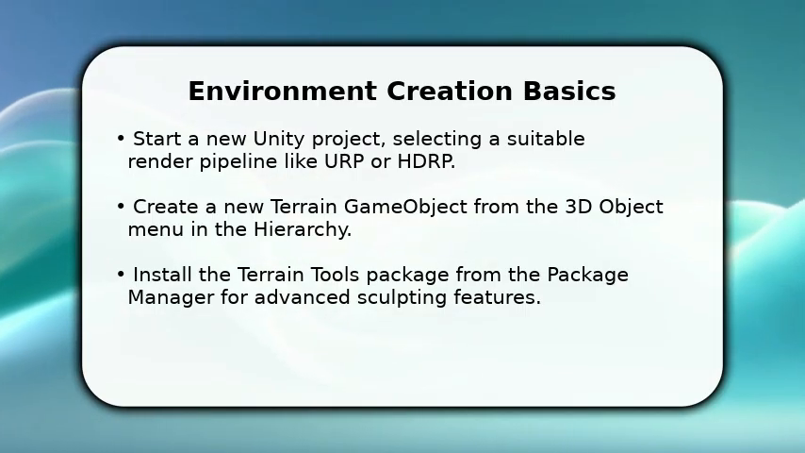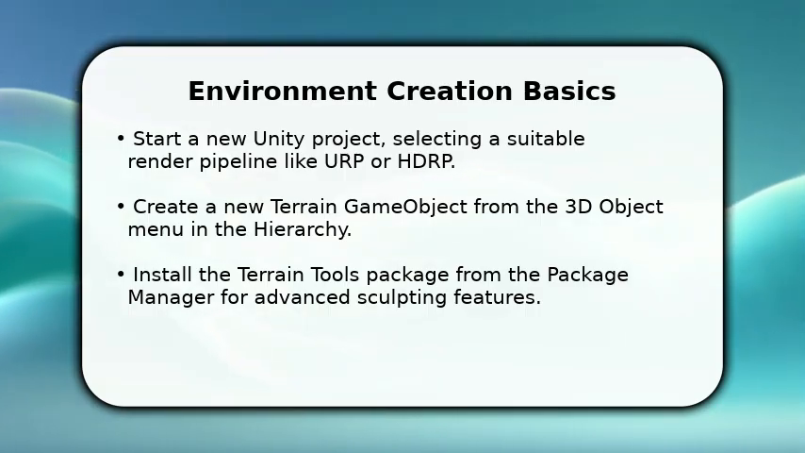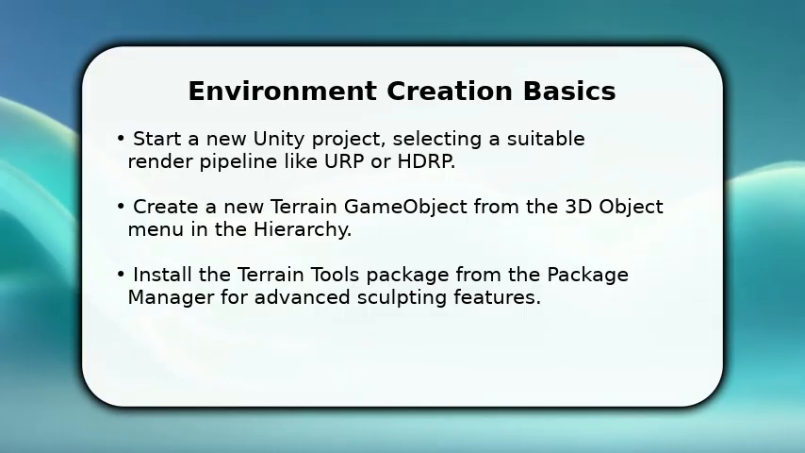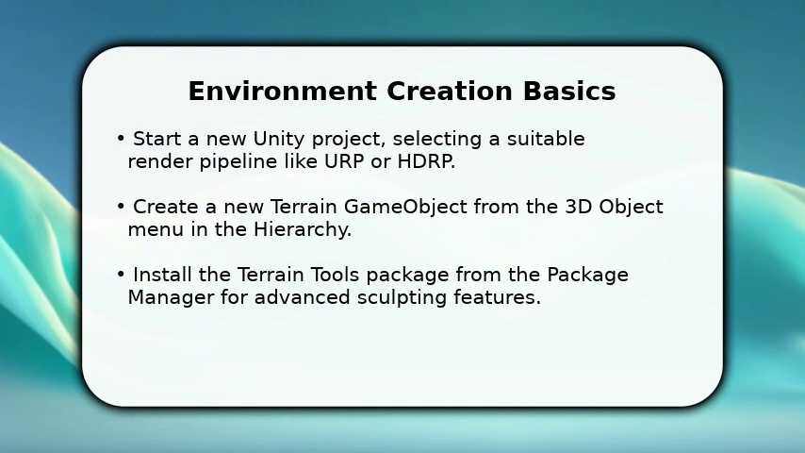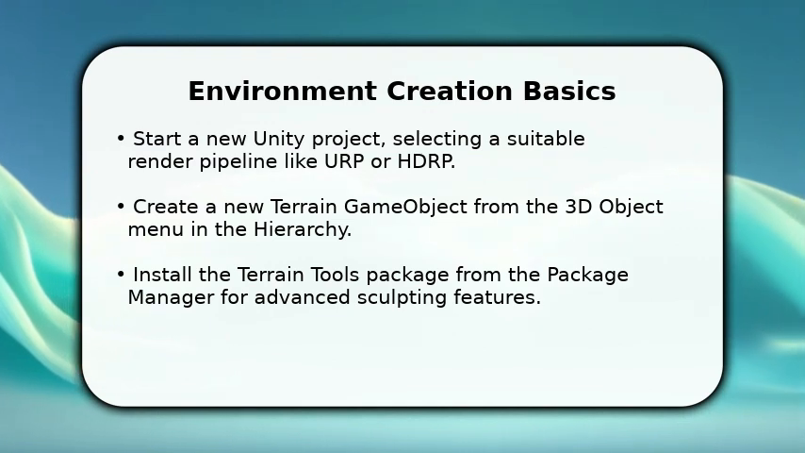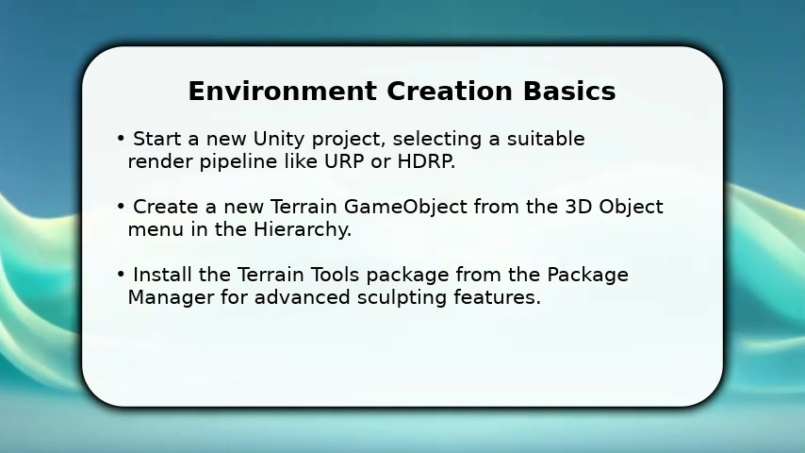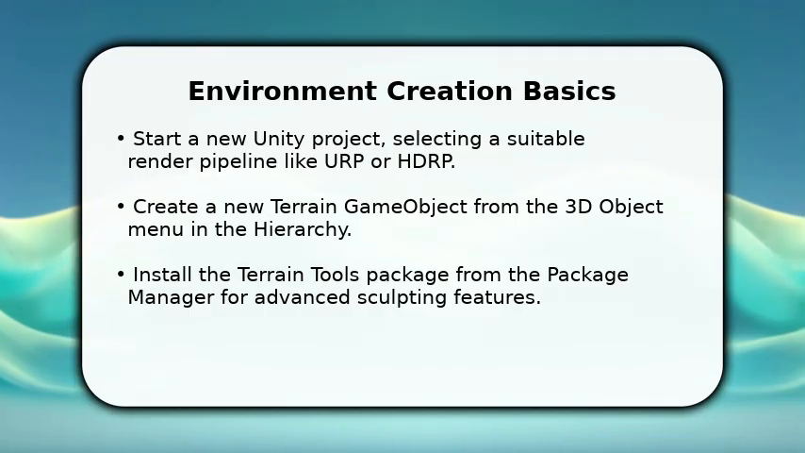First, launch Unity Hub and start a new project, choosing either the Universal Render Pipeline or High Definition Render Pipeline for optimal visual quality. Then, in your scene, right-click in the hierarchy, select 3D Object, and choose Terrain to add a large, flat plane. For enhanced sculpting, open the Package Manager and install the Terrain Tools package.